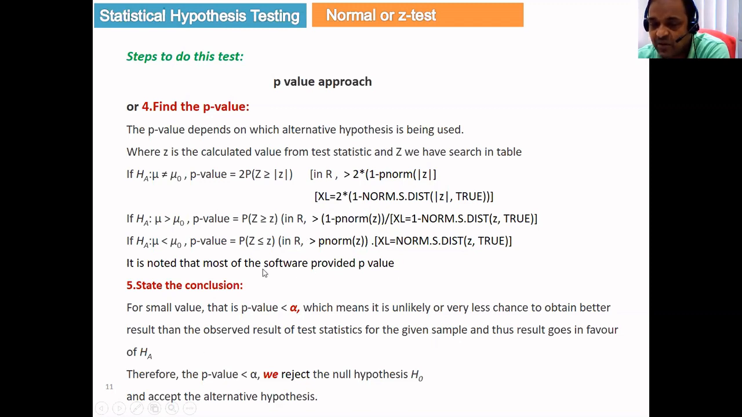Therefore, if the p-value is less than alpha, we reject the null hypothesis and accept the alternative. So remember: p-value less than alpha means it is significant, and we reject the null hypothesis, always. Very easy to understand, only one thing.